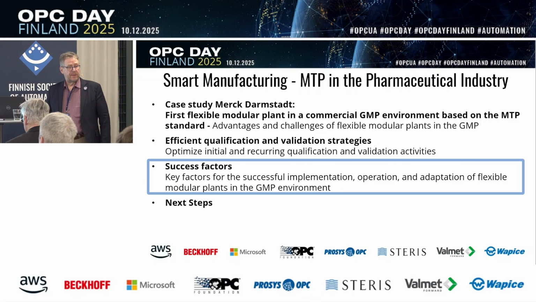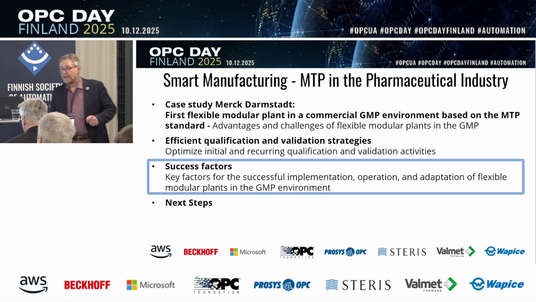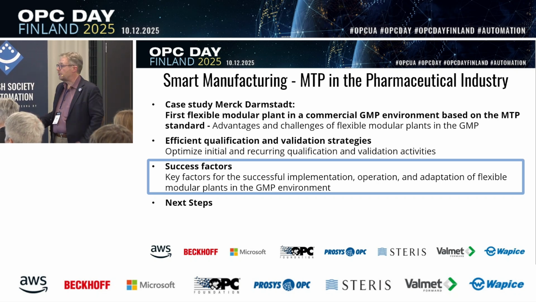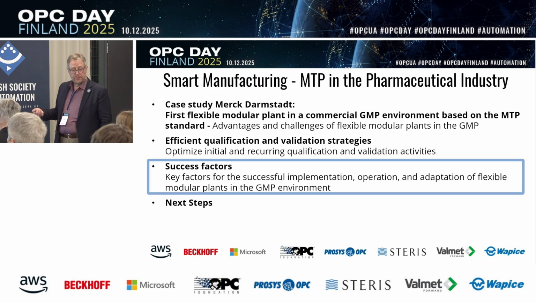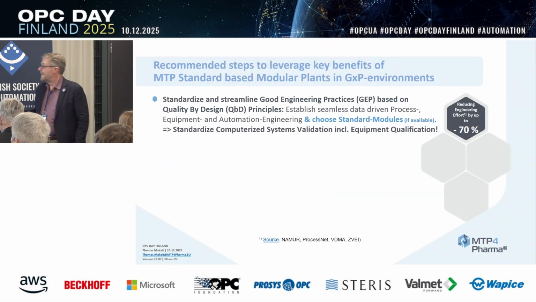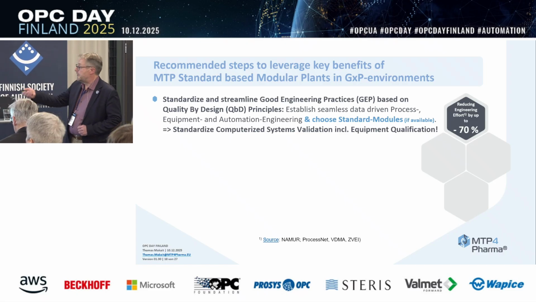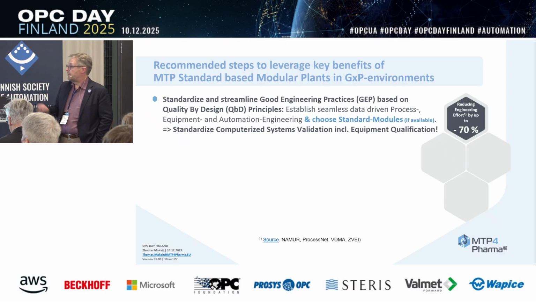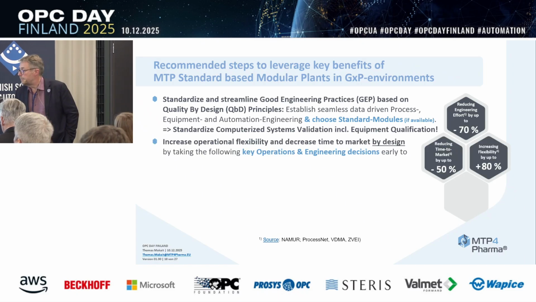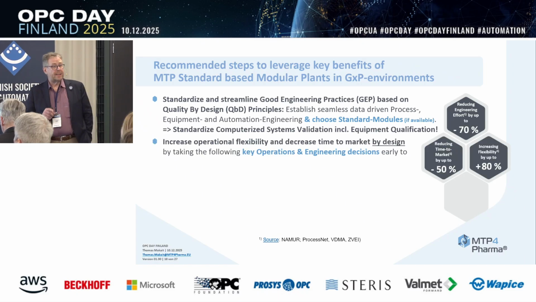Good. What are the success factors? What did we learn in the Merck project? And in following projects, I could help clients put the MTP-based modular automation into work. Standardize and streamline good engineering practices based on quality by design, defining capabilities. This helps: if you choose standardized modules, the effort is reduced by 70%. Increase operability and flexibility, and decrease time to market. This was the objective of Merck: reduce by 50% and increase flexibility by 80% by reusing.